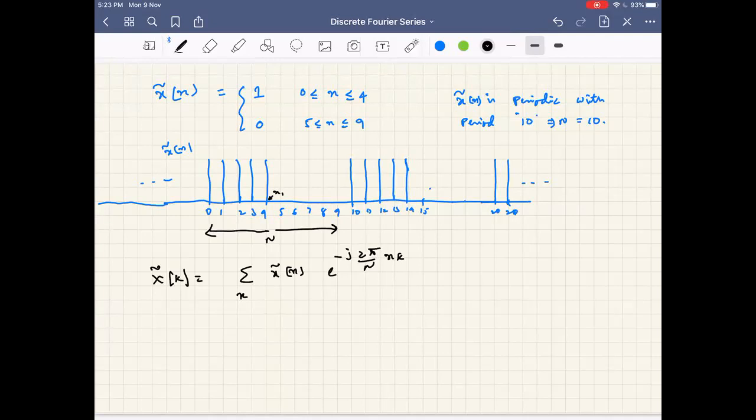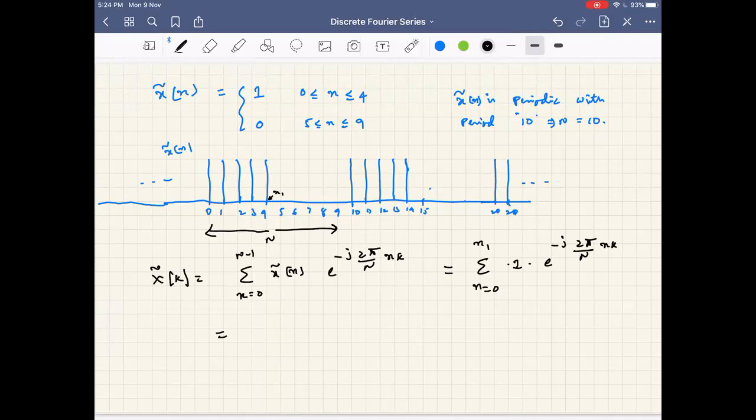N here, by definition, is equal to 0 to N minus 1, right? Okay, so let us substitute here n equal to 0 to n1. It is non-zero, that is, the value is 1, because we have taken n1 equal to 4, e power minus j 2 pi by N into nk, right? So let us simplify this.